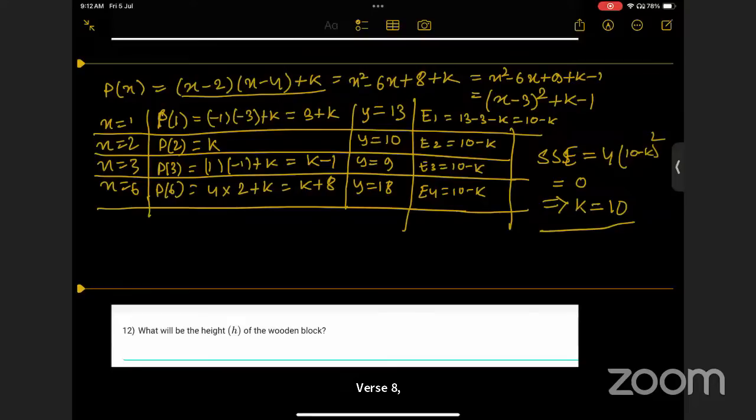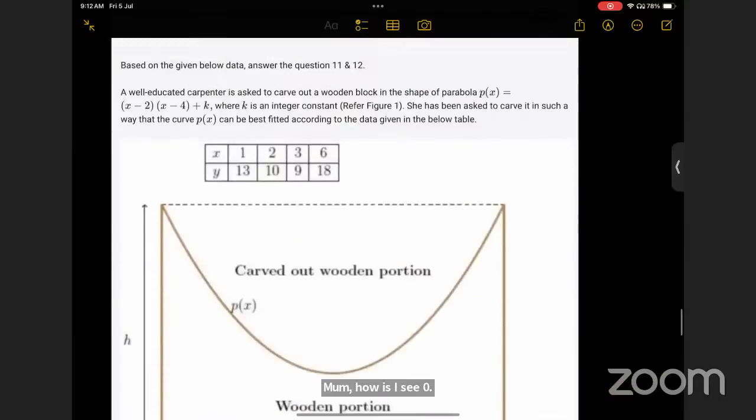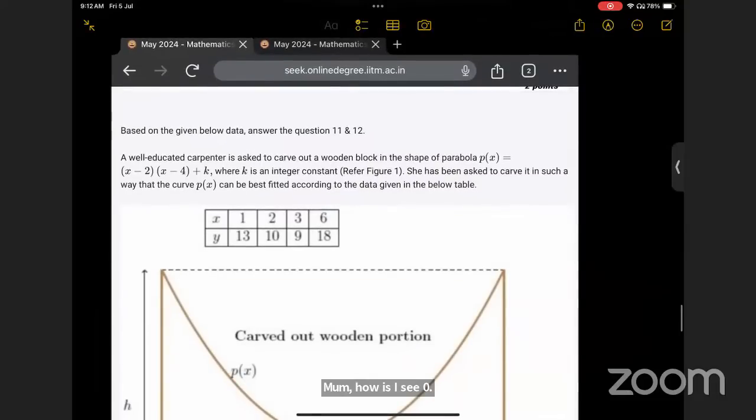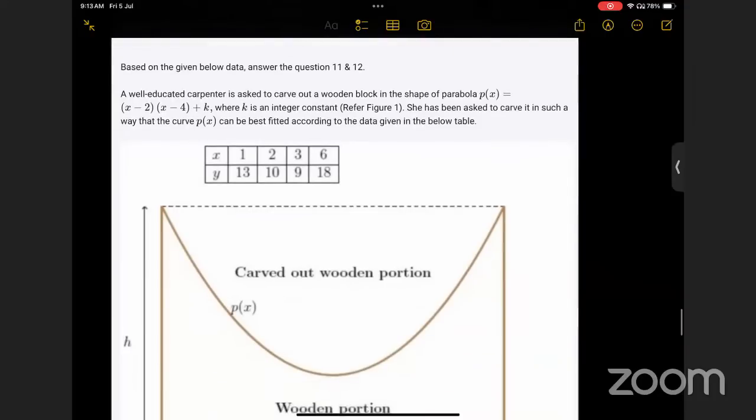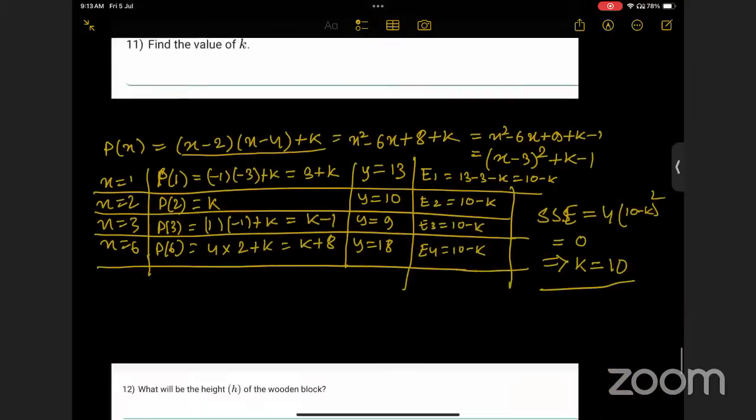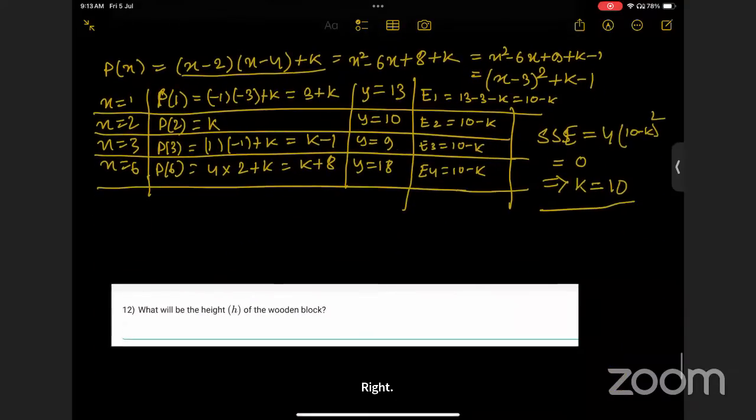Ma'am, how is SSE 0? Because we want to find the best fitting, right? If we want to find the best fitting, then the squared sum of the errors will be 0. If the squared sum of the error is 0, then the fitting is best, right?